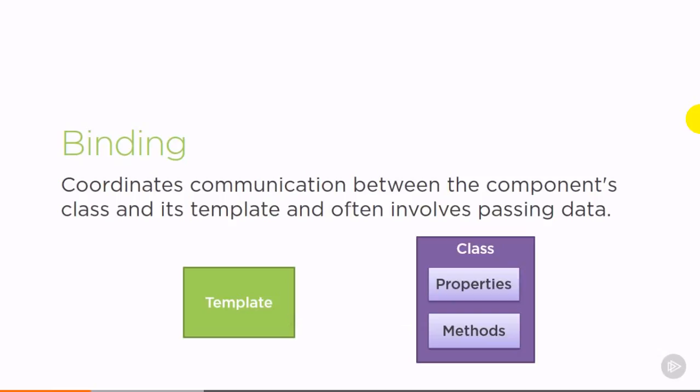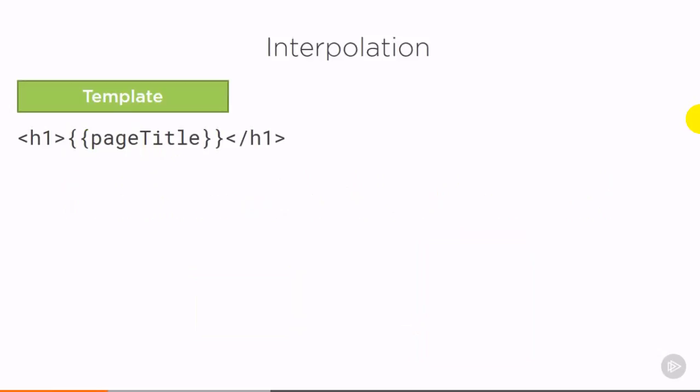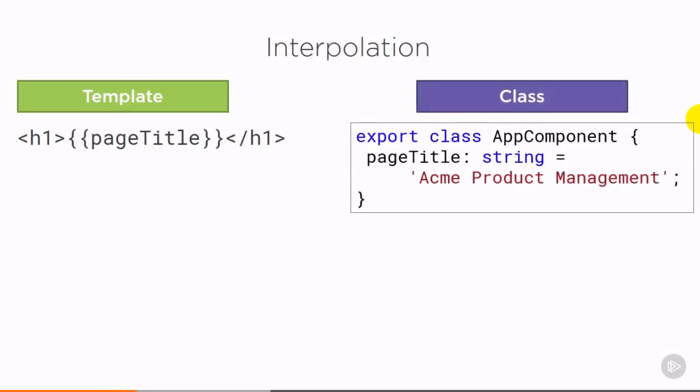In this module, we cover interpolation. The remaining data binding techniques are covered in the next module. The double curly braces that signify interpolation are readily recognizable. The page title in this example is bound to a property in the component's class. Interpolation is a one-way binding from the class property to the template. So the value here shows up here. Interpolation supports much more than simple properties.